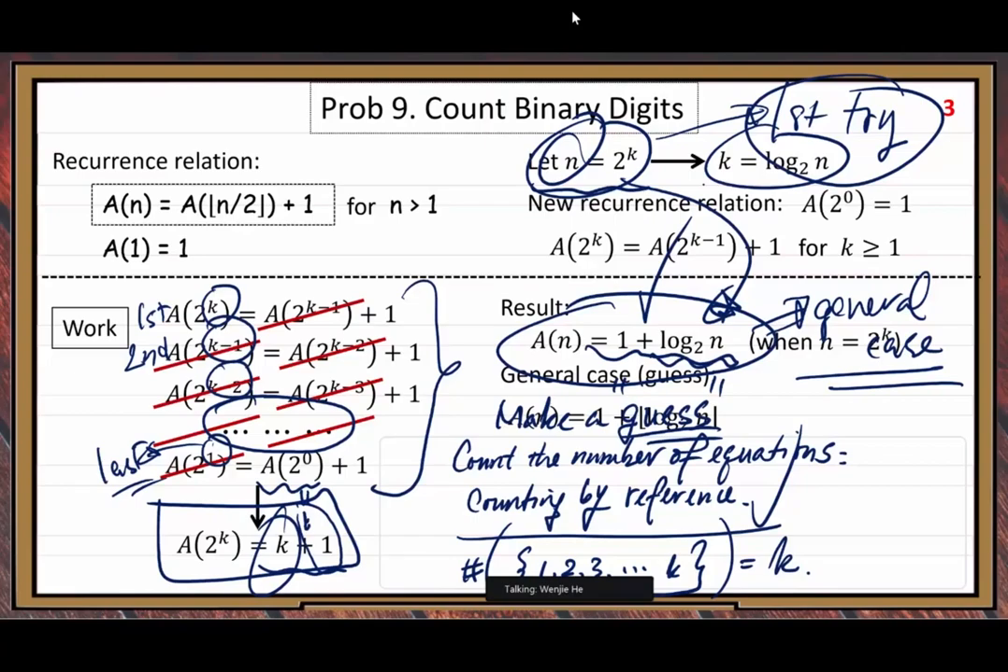function may not give us an integer number. Log base 2 function in general is not an integer number, right? But we know the capital A function's value must be an integer value. Capital A of n must be an integer. So the left-hand side must be an integer, but the right-hand side may not be an integer. So first we need to overcome this compatibility problem.